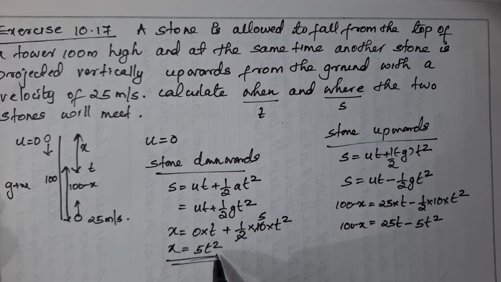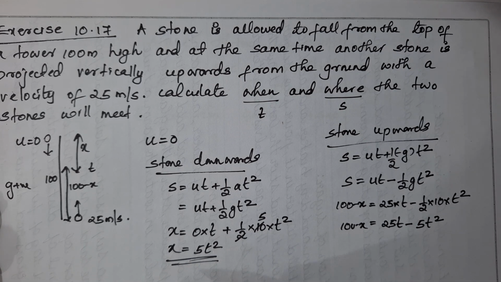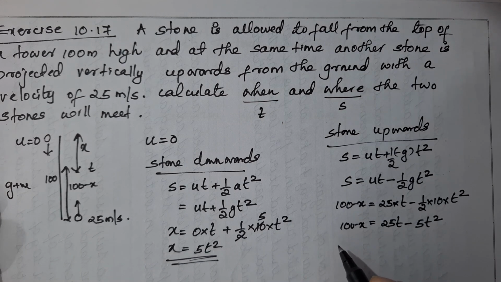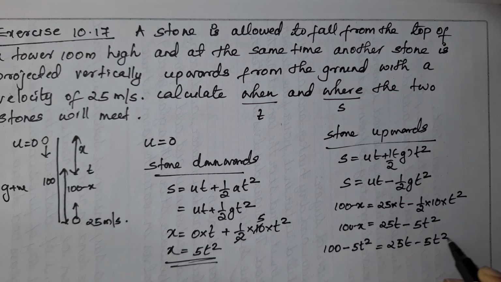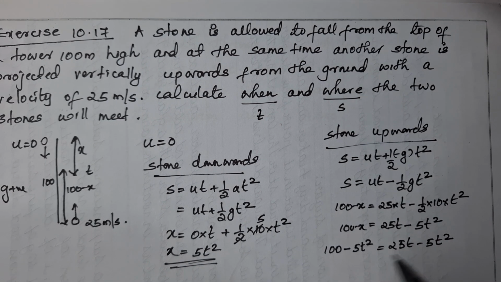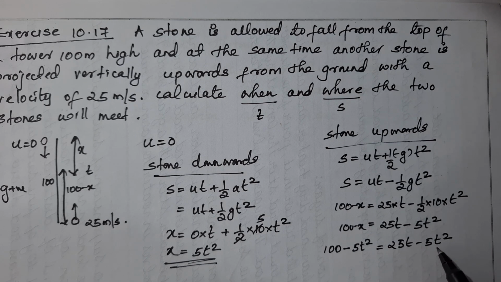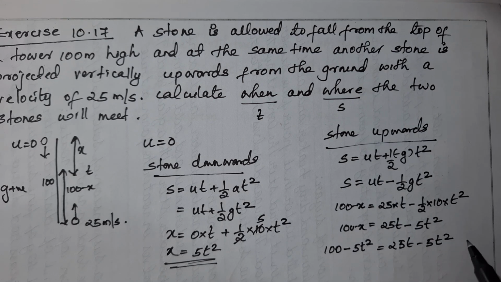Then this 5t square can be replaced by x, or x can be replaced by 5t square, because x is equal to 5t square. So what can we write? 100 minus 5t square is equal to 25t minus 5t square. When we take this minus 5t square to the other side, it becomes plus 5t square.